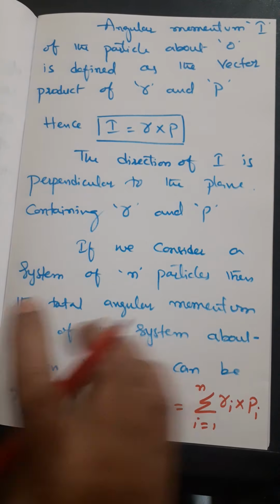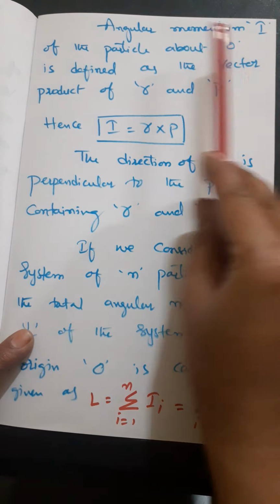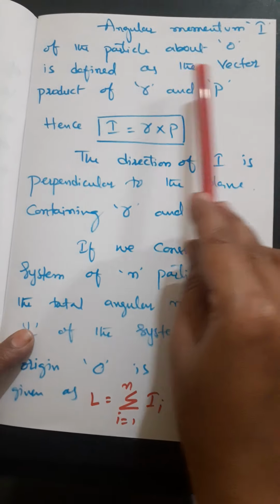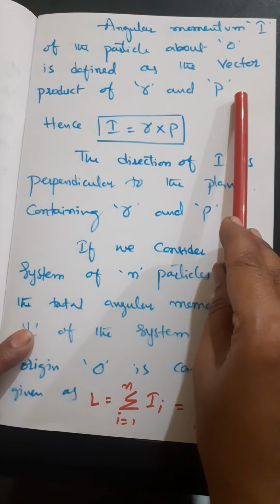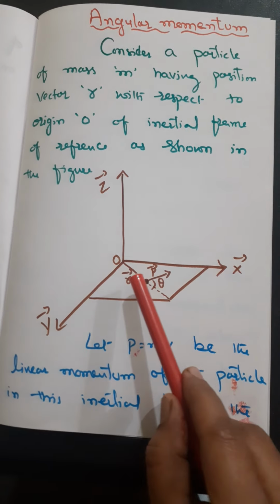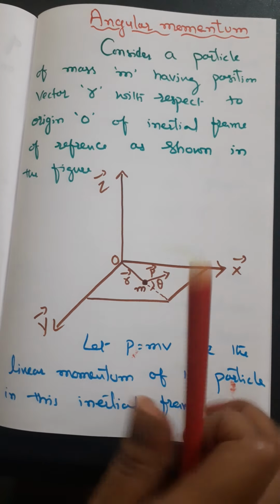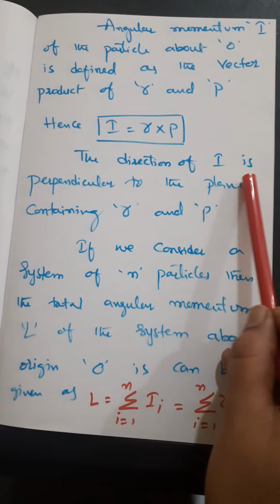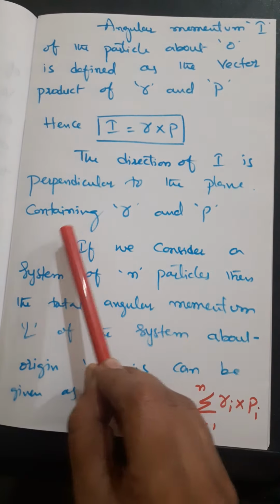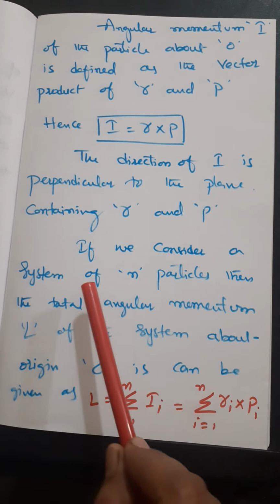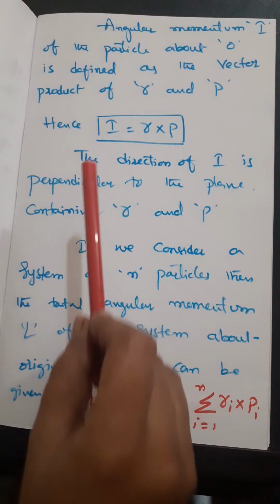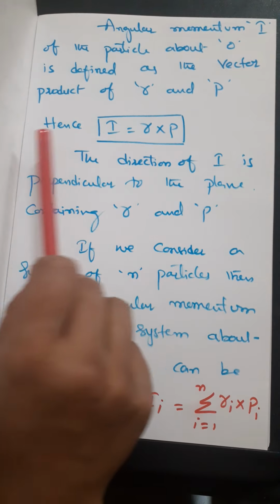Next, angular momentum. The angular momentum L of that particle about O is defined as the vector product of r and p, where p is the linear momentum. Here the direction of L is perpendicular to the plane containing r and p. This is the general definition of angular momentum.